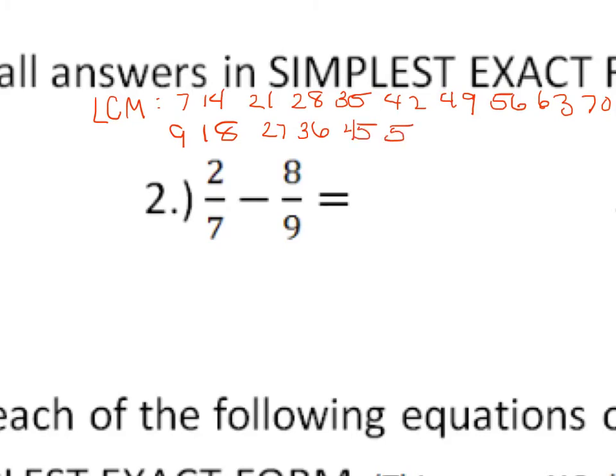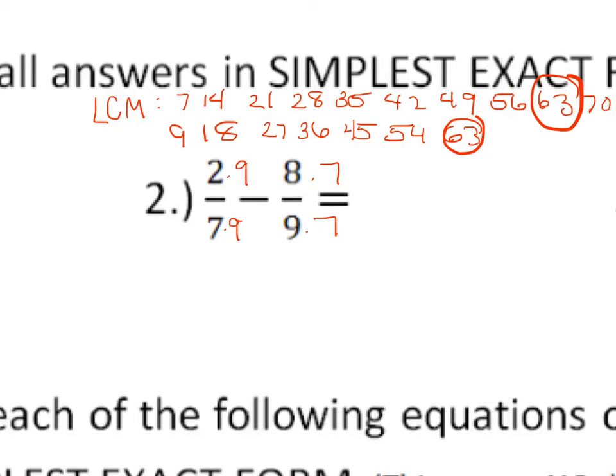50, did I count wrong? No, 54, 63, and the moment you have a match, the very first match you get is your least common multiple. That's stuff back from elementary school, but I'll remind us. Oops, not 6. My undo button isn't working. Okay.